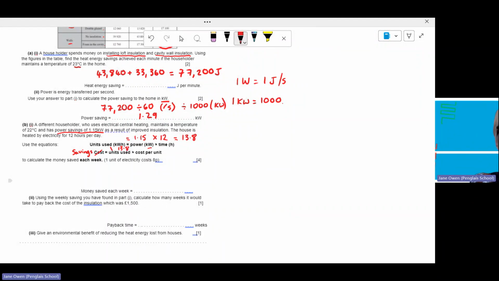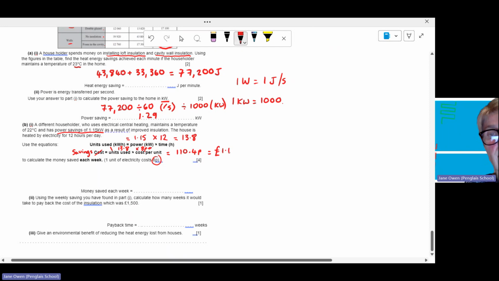So that would be 13.8 times by the cost per unit. They've given it to us here, times by 8p. Things have gone up since I've written this, and that would be equal to 110.4 pence. Notice I haven't converted it into pounds yet. I'll do that in a minute. Okay, so divide that by 100, £1.10. But I don't put the p there, I just leave it in pounds.